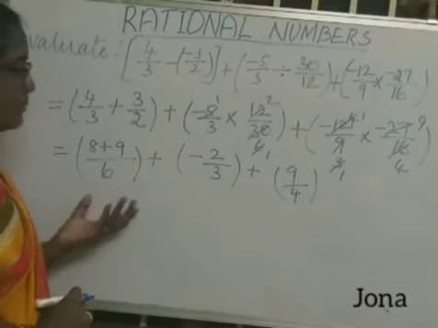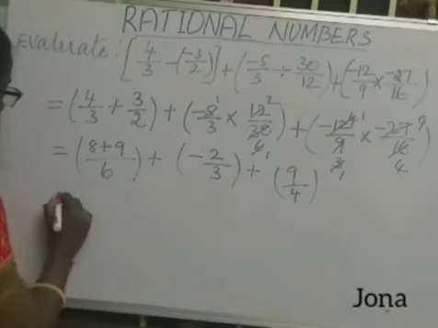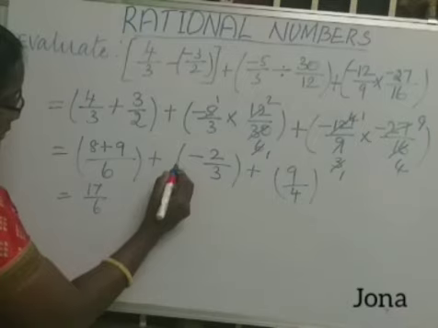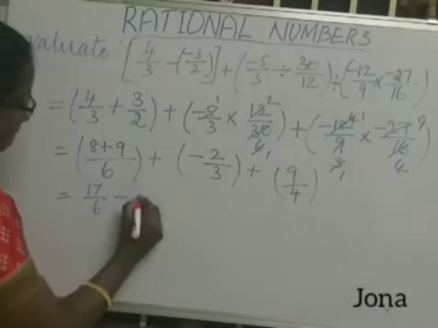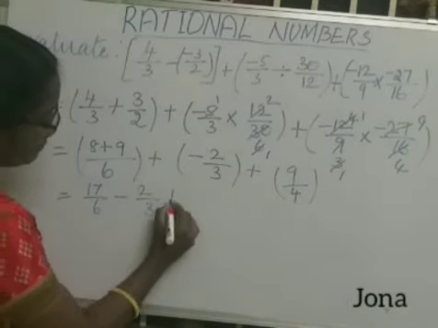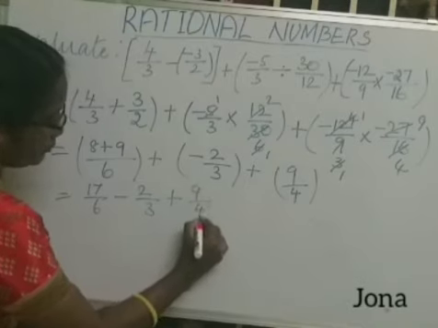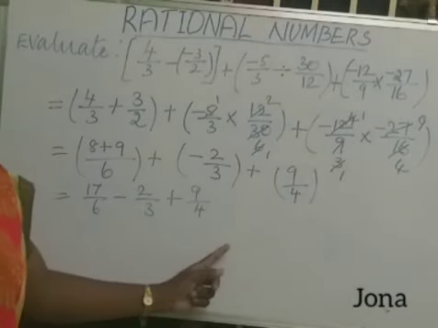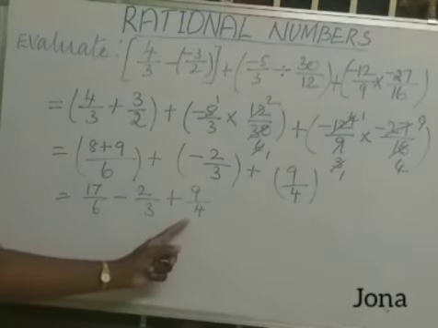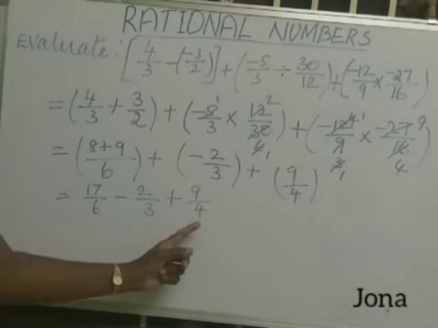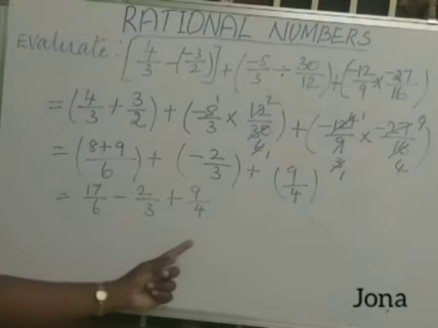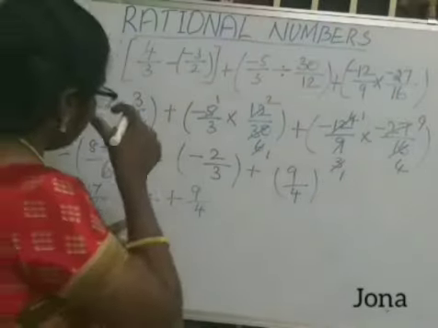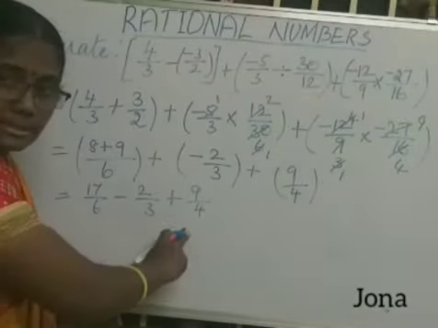And then I want to simplify here also. So here 8 plus 9 is 17 by 6. Here plus into minus, minus 2 by 3 plus 9 by 4. Okay. So now look at the denominators there. All the denominators are different there. So what we have to do there? We have to take the LCM for this. So for 6, 3 and 4, the LCM is 12.